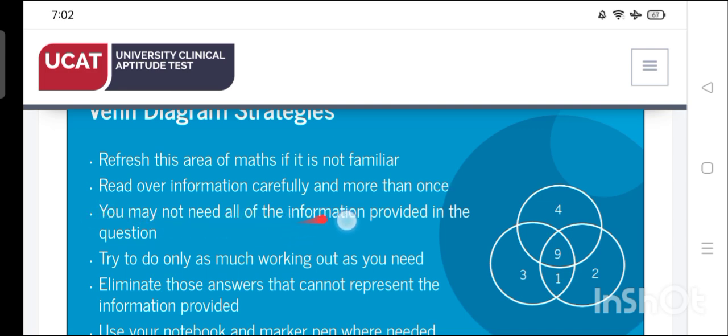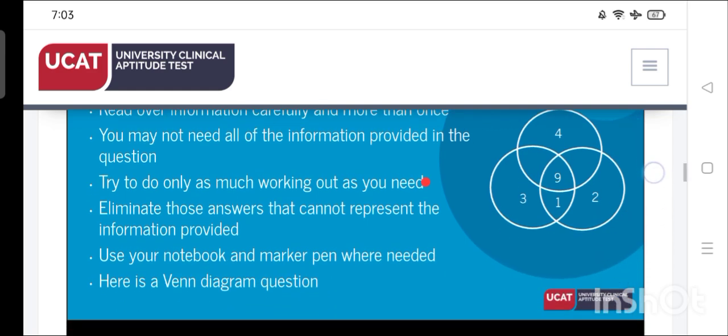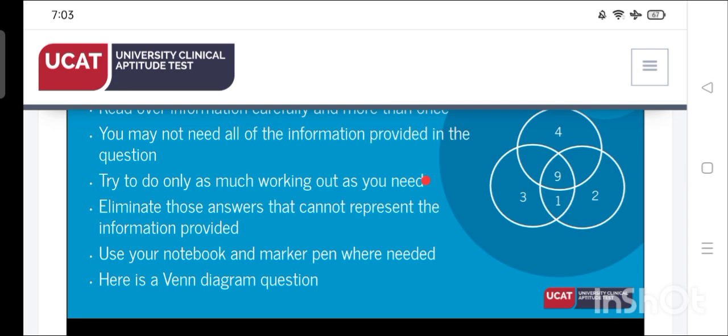You may not need all of the information provided in the question. Try to do only as much working out as you need. So you don't need all the information that will be presented to you. You need only some of the information to conclude your answer. And you don't need to do more working out than needed on a notebook or wherever. Otherwise, it will consume your time.